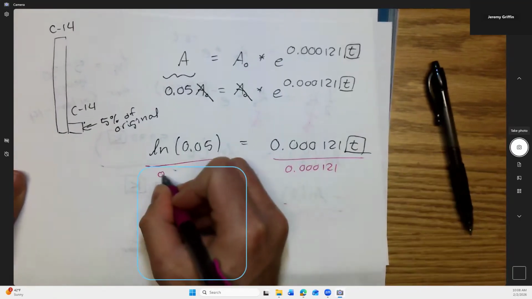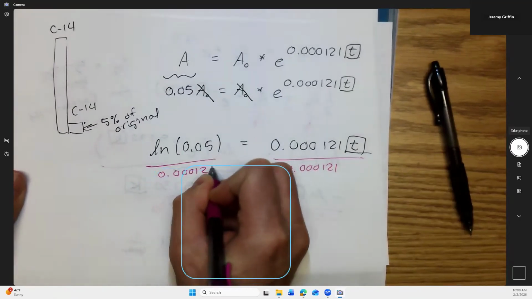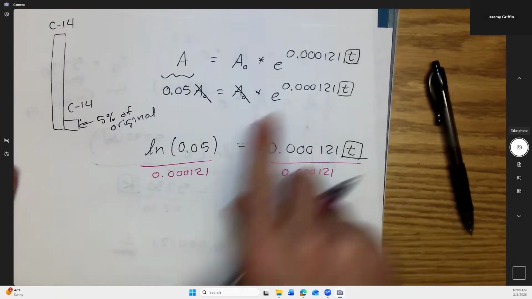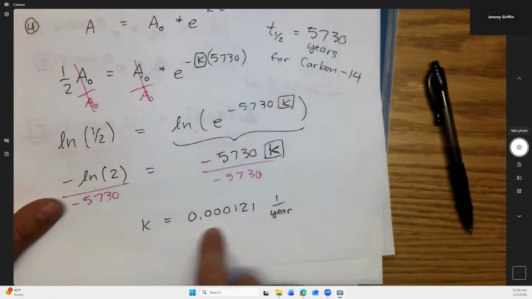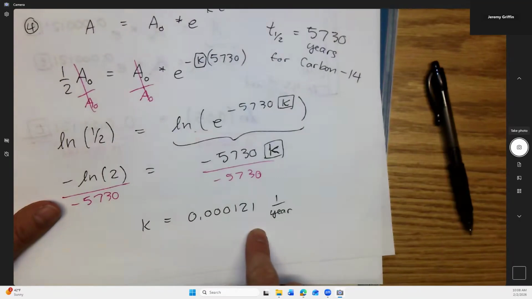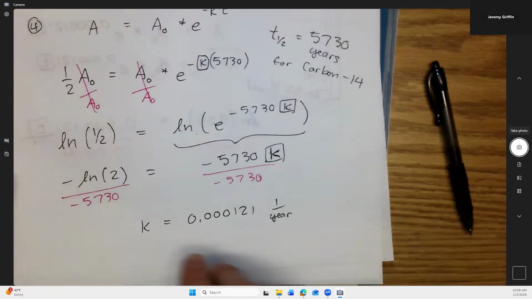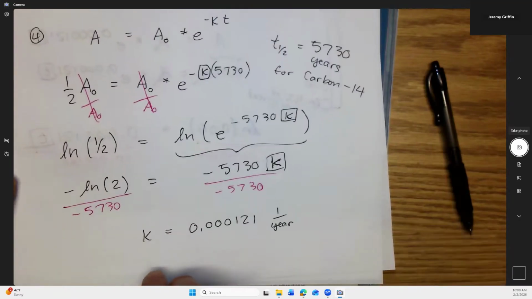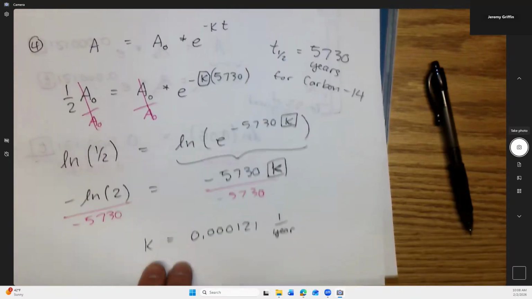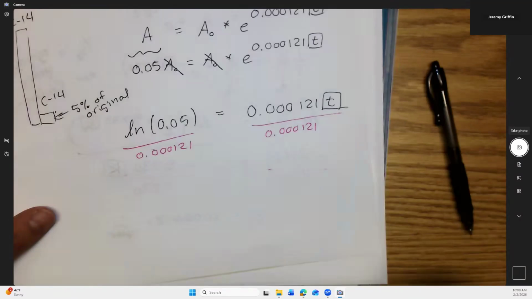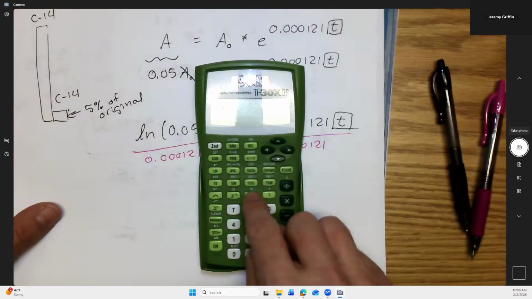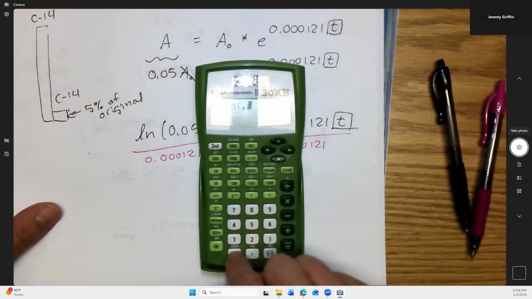Wait, so is K always 0.00121? Guys, is K always 0.00121? It is for carbon 14. Yeah. Right. Now, if you switch to a different radioactive isotope like thorium 230, then that would be different. But for carbon 14, it's always that number. So what is natural log 0.05?